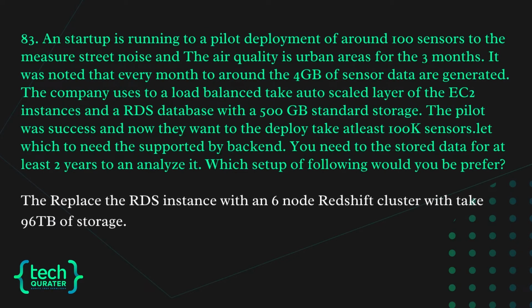A startup is running a pilot deployment of around 100 sensors to measure street noise and air quality in urban areas for 3 months. It was noted that every month around 4 GB of sensor data is generated. The company uses a load balanced, auto scaled layer of EC2 instances and an RDS database with 500 GB standard storage. The pilot was a success and now they want to deploy at least 100k sensors, which need to be supported by the backend.